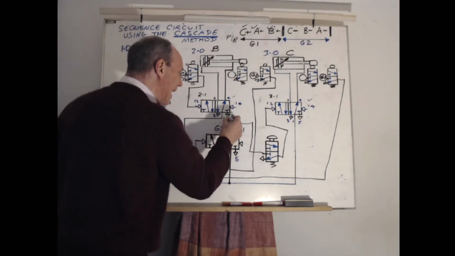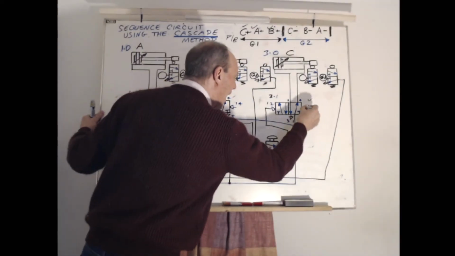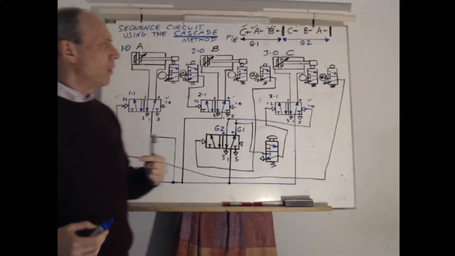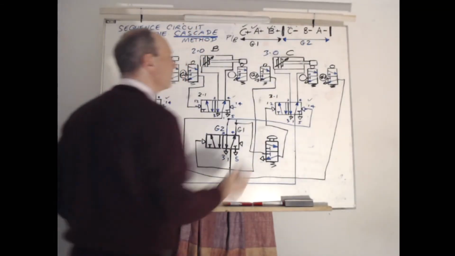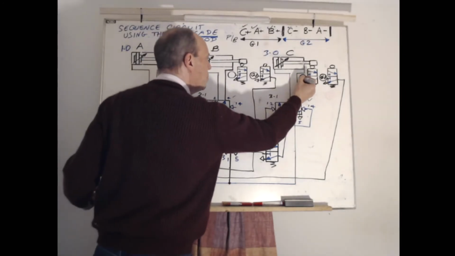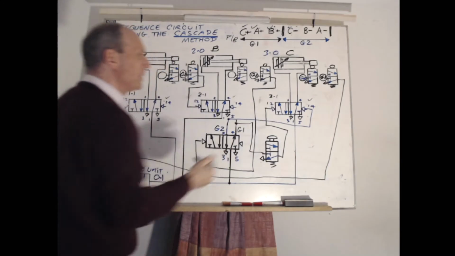So what we're going to have is G2A is going to go through and operate the directional control valve for C to go C minus. I'll just tick this one. This must be on G2A because G2A is now fed and it's now on for the first time.